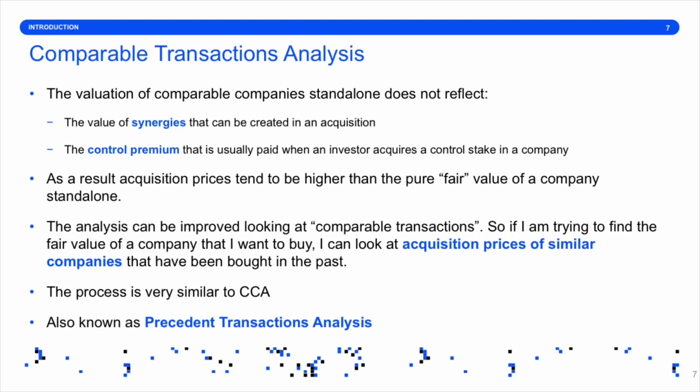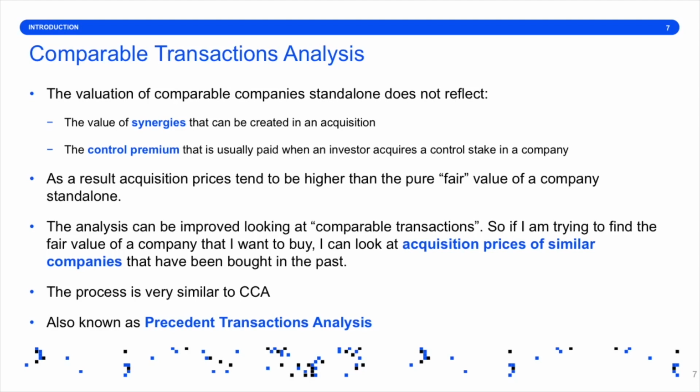So why do we want comparable transaction analysis? Because they are better to account for synergies and for the so-called control premium. Control premium is a little bit more technical. The idea is, if I look at comparable companies standalone, basically what I get is how much one stock of those companies is worth. I get their price, basically. But if I buy a majority stake or a control stake in a company, usually you pay a premium.